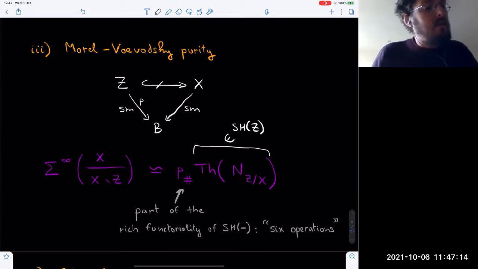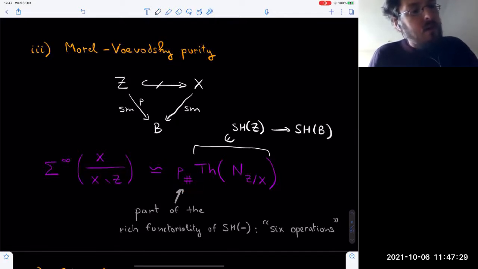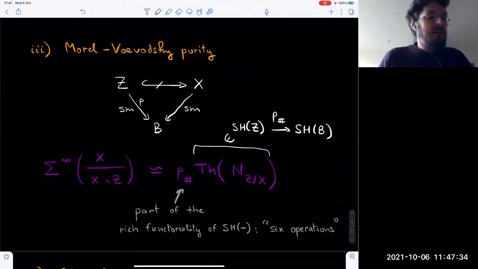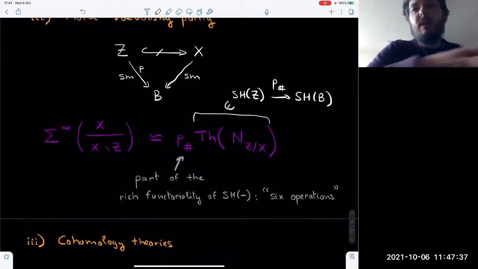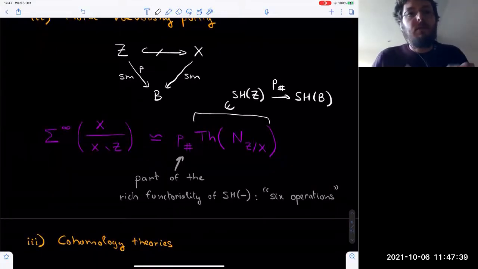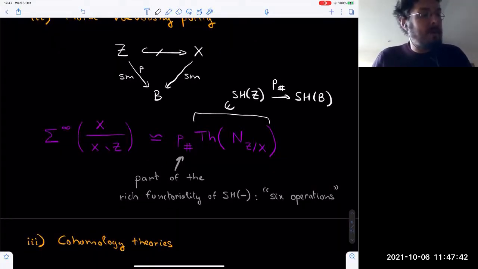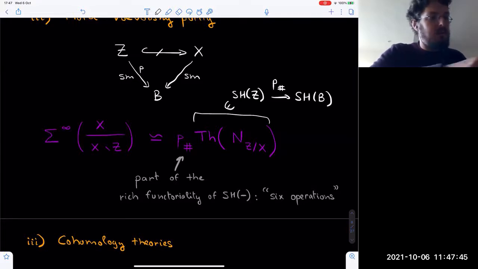Here, this object, in the way that we've defined things, lives in SH of Z, and on the other hand, this left hand side lives in SH of B. So I have to apply a functor which sends one to the other, and this is the first hint of the functoriality of this construction SH. So SH for varying base schemes has a very rich functoriality, which is the so-called six-operation formalism, and this will turn up a bit later. But this one I won't really have time to go into.